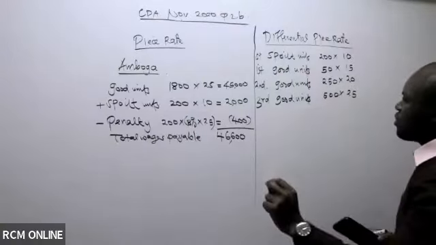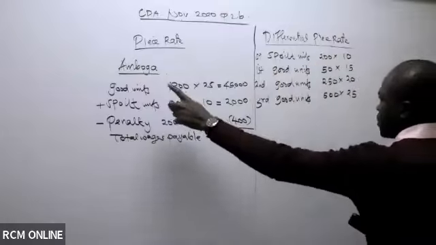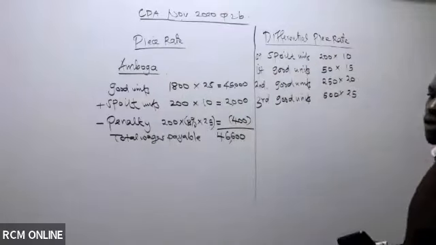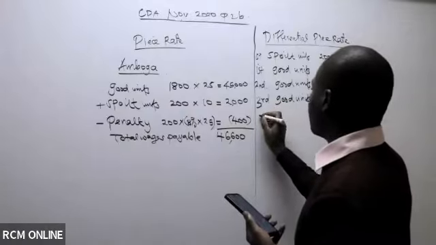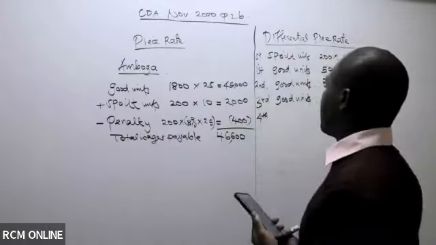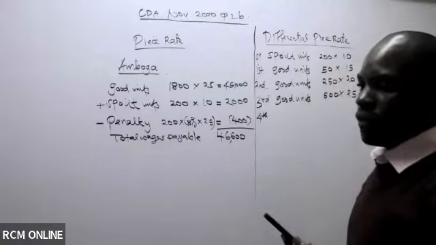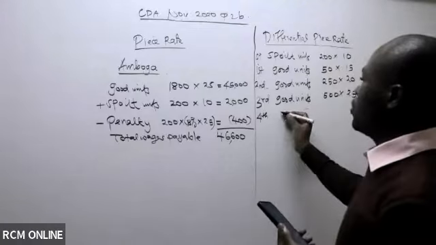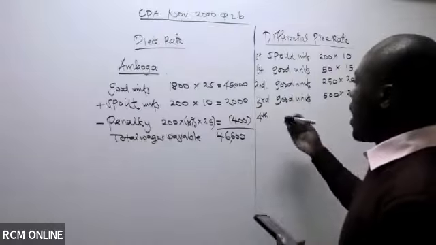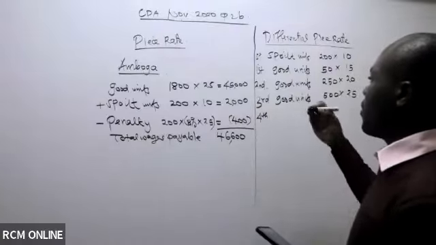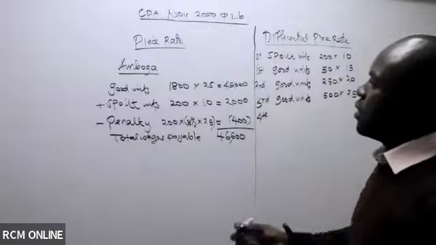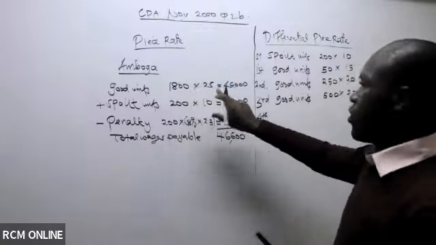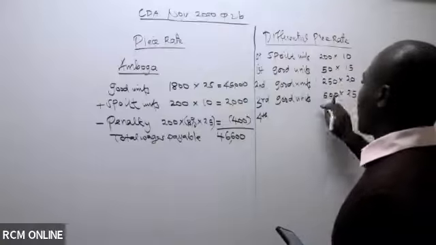What was the total number of goods produced by this person called Amboga? Total number of units. If we have to move to the fourth scale, we are going to consider goods that are above 1,000. So how many units were produced that are above 1,000? He produced 2,000. We've already taken care of the first 1,000 units.